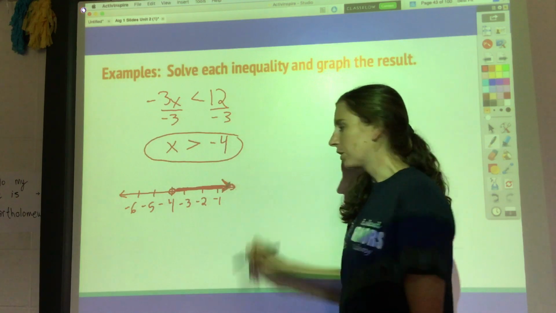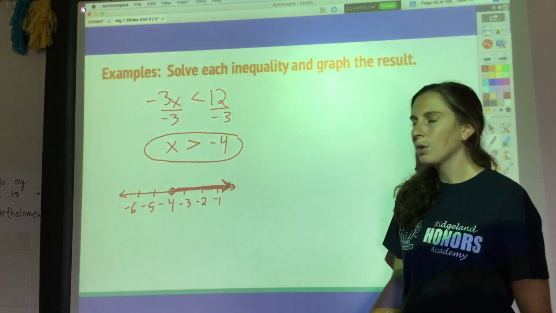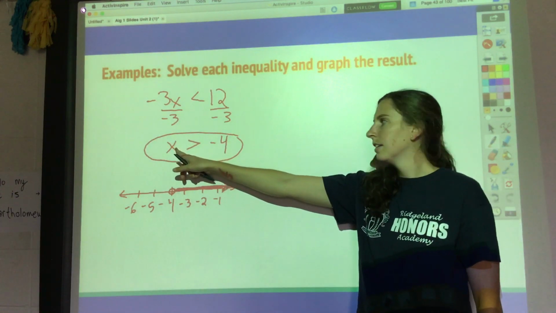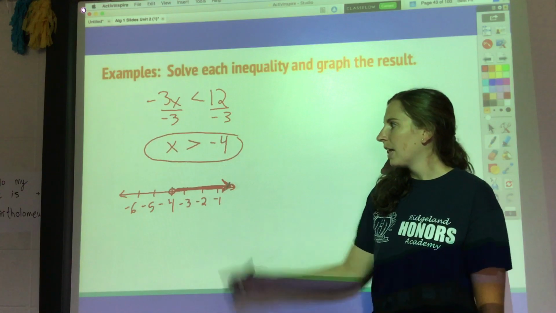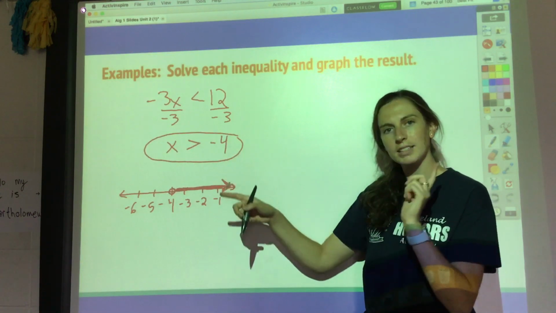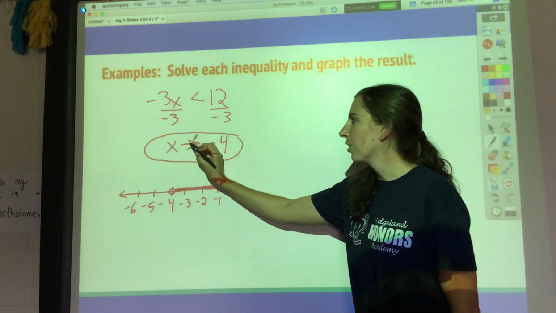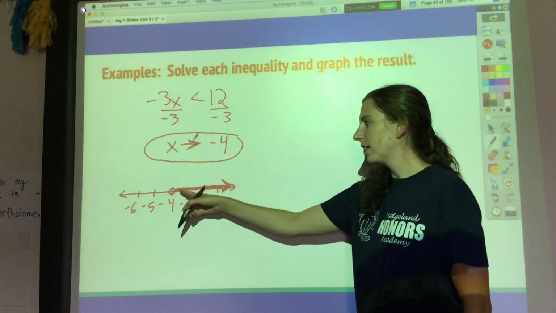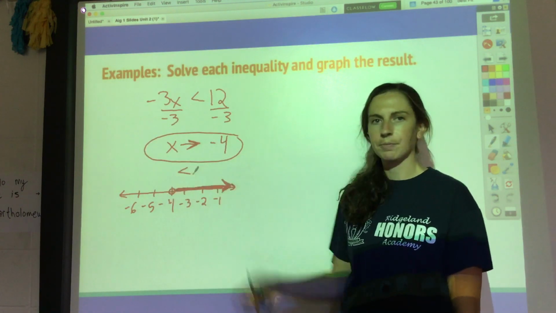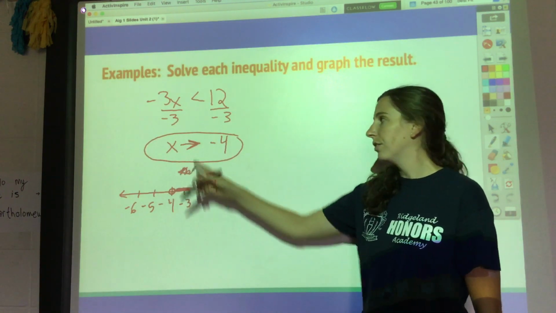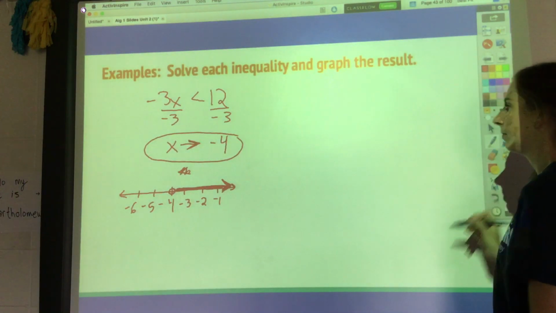Here's a tip for these graphs, because these can be a little confusing. If you have the variable on the left side, which we typically do, then the inequality sign points in the direction that you're going to shade your graph. Imagine this were like an arrow. So I shade that way. If it were less than, I would shade that way. That only works though if the variable is on the left. Let's try another one.